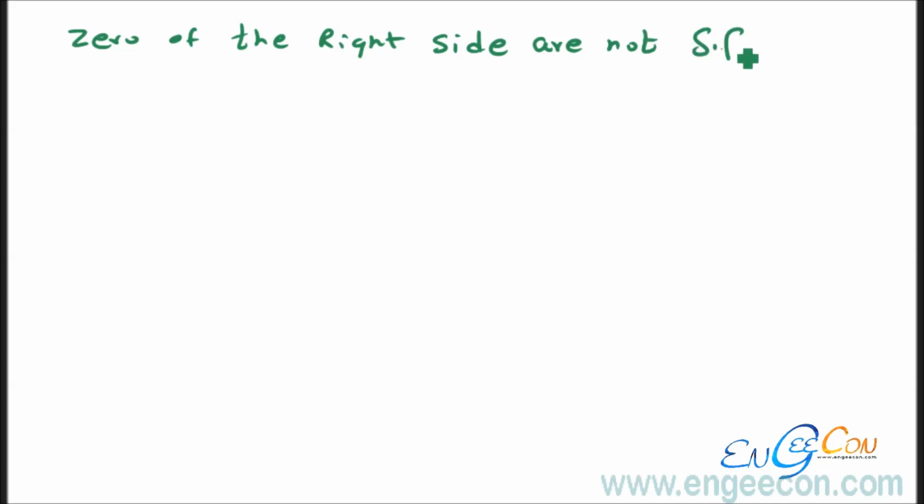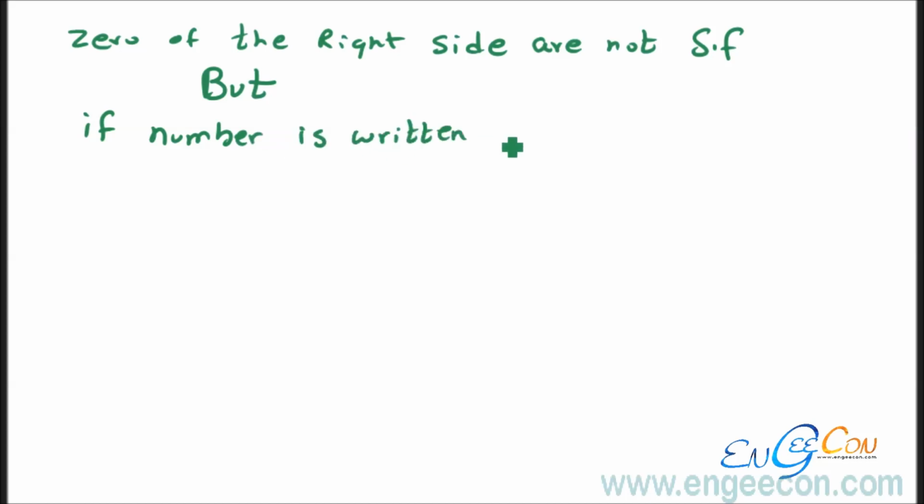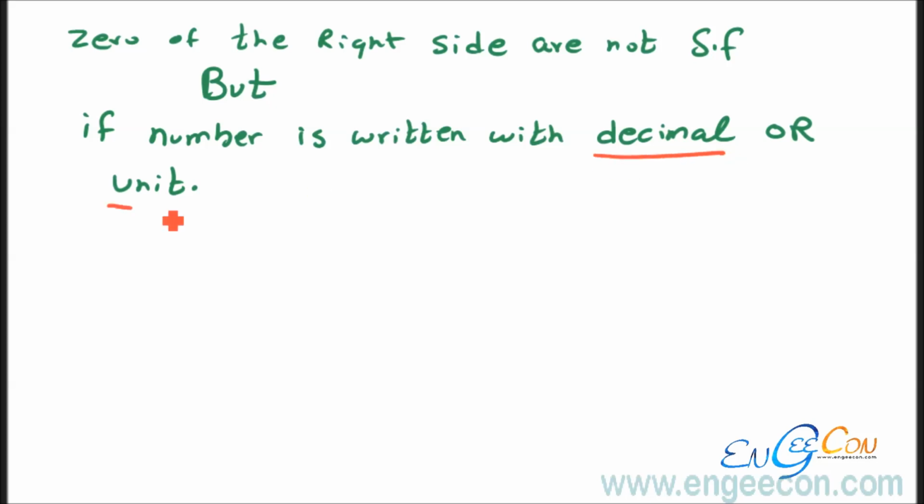The 0 on the right side are not significant figures, but if the number is written with a decimal or unit, it becomes significant.